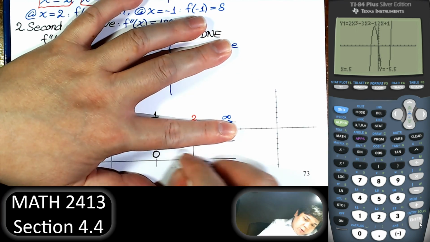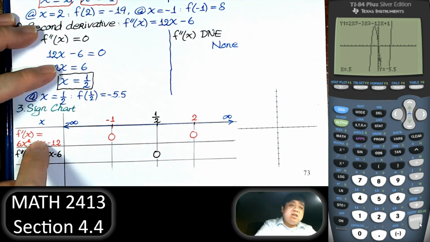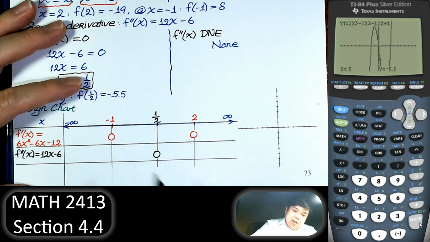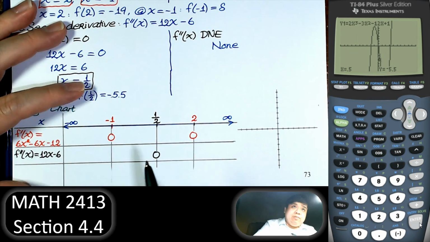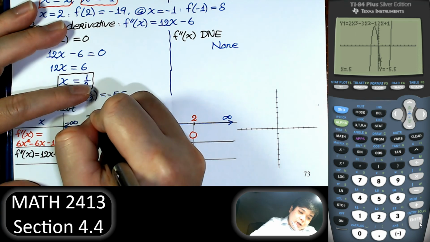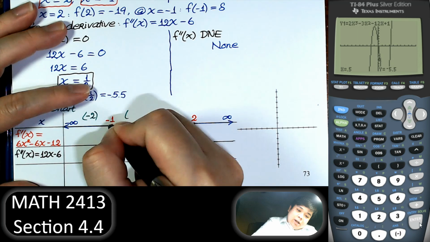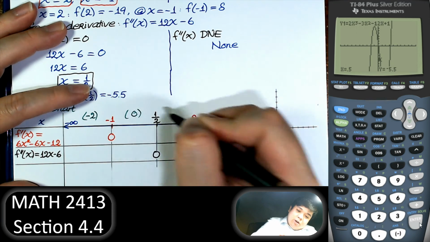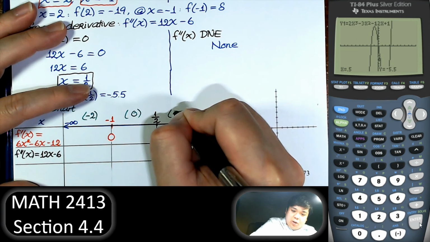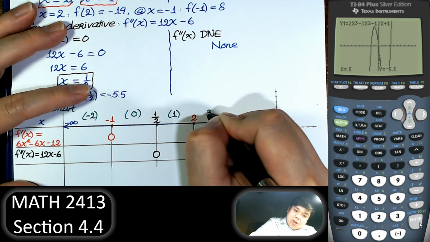We will use the test points and then test the first derivative and second derivative. So let's pick the points between the intervals. We can choose negative 2 here, negative 1 and 1/2. How about 0, 1/2 and 2, 1, 2 to infinity, 3.